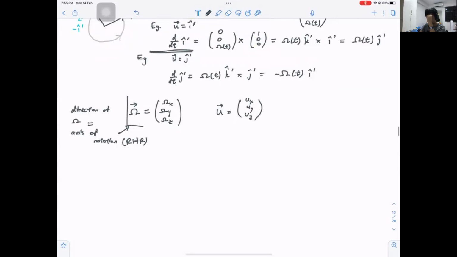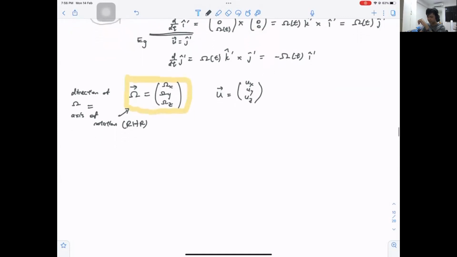So this omega vector encodes the direction and the magnitude. The vector has a direction and a magnitude. The direction tells you the axis of rotation, and the direction that it rotates by also follows from the direction of the vector according to the right hand rule. Then the magnitude of the omega vector is equal to the rate of rotation. So this vector encapsulates everything we need about rotation. Any single rotation we want, we can describe it using this omega vector.